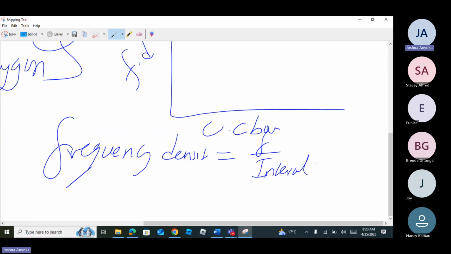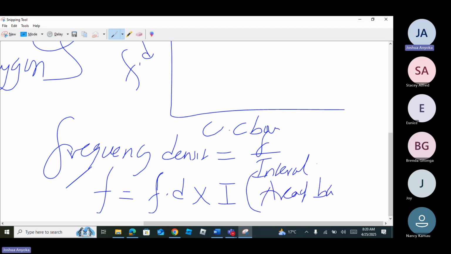And if we cross multiply, we get that the frequency is equal to frequency density times the class interval, which gives us the area of the bar. We are going to discuss more, and sometimes a constant can be introduced. So frequency is equal to Ka, where A is the area of the bar.